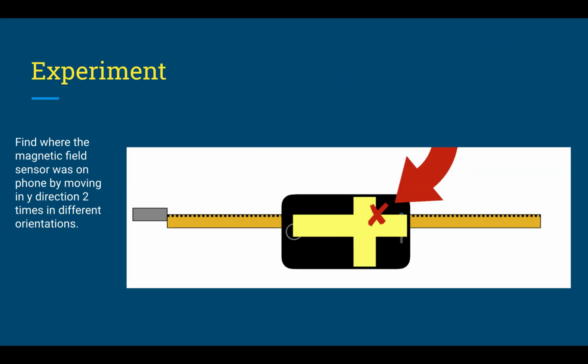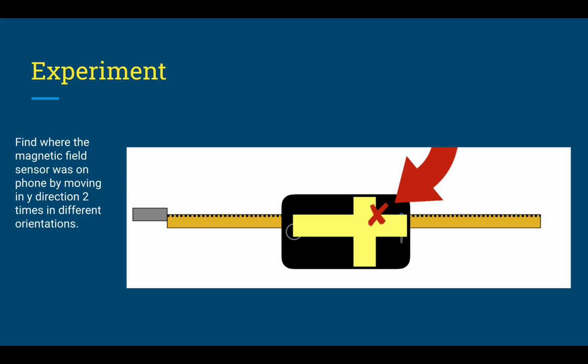So to explain the experiment a little bit, we first had to calibrate our phone. So we had to download a magnetometer app and set up the ruler to cancel out Earth's magnetic field. And then we were able to move the phone up and down in different positions to find where that magnetometer was on our phone. So here in the picture, the X is where we're going to take all of our measurements with respect to.